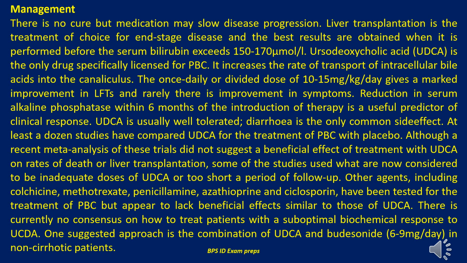Other agents, including colchicine, methotrexate, penicillamine, azathioprine and cyclosporin, have been tested for the treatment of PBC but appear to lack beneficial effects similar to those of UDCA. There is currently no consensus on how to treat patients with a suboptimal biochemical response to UDCA. One suggested approach is the combination of UDCA and budesonide, 6 to 9 mg per day, in non-cirrhotic patients.